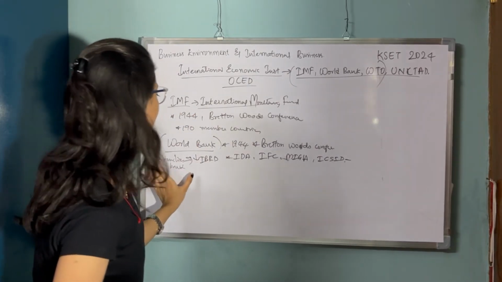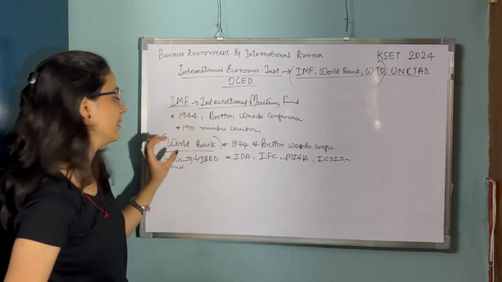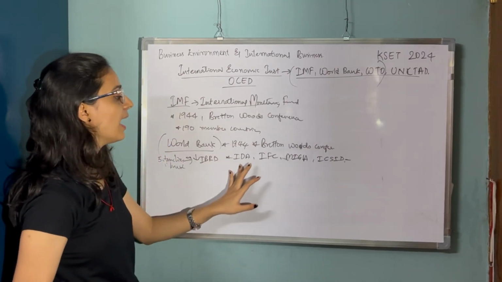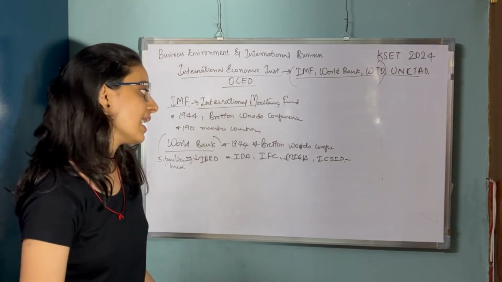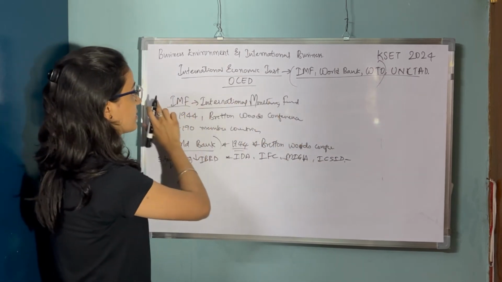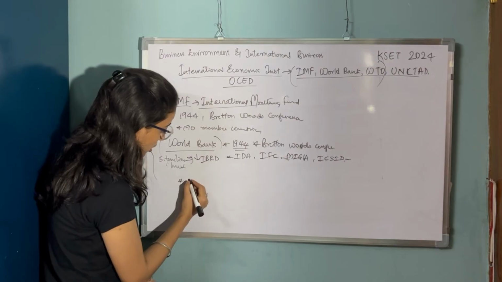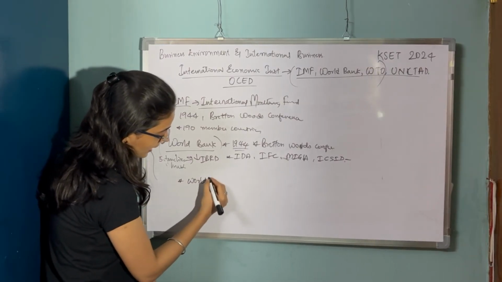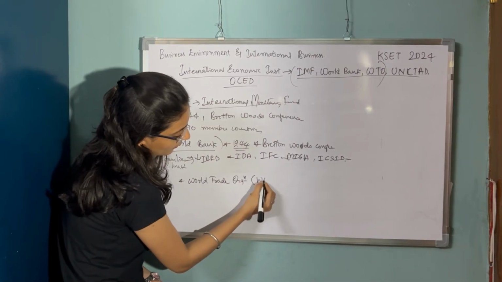So these are the 5 family banks which are very important and work under World Bank: IBRD, IDA, IFC, MIGA and ICSID, which were again the outcome of the Bretton Woods Conference. The last concept is World Trade Organization, WTO.